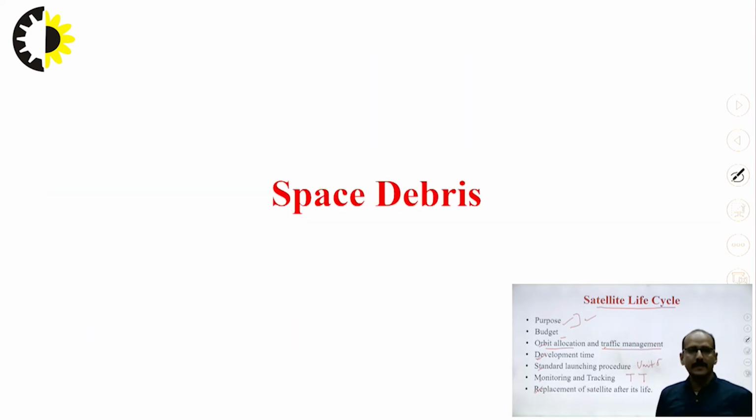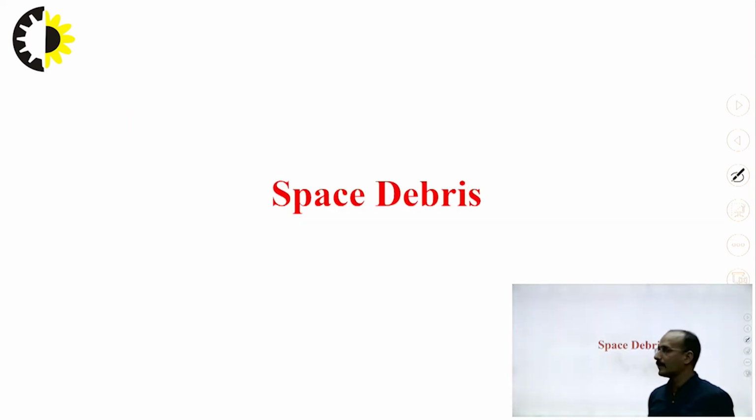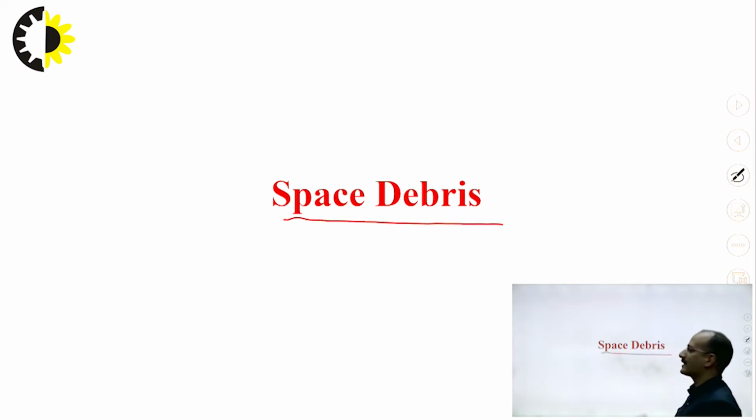So in this complete process, you can see that traffic management is also a very important topic that is part of your syllabus, and it comes from space debris.